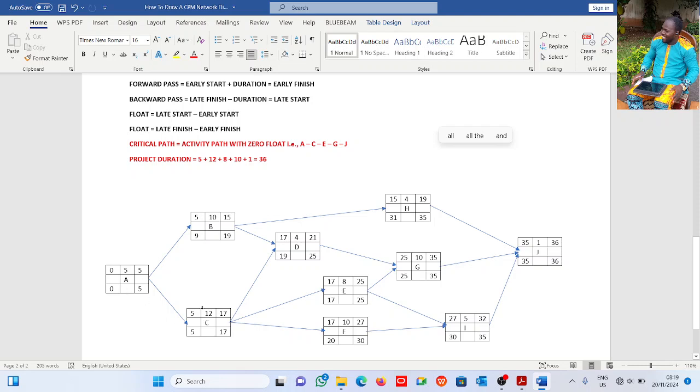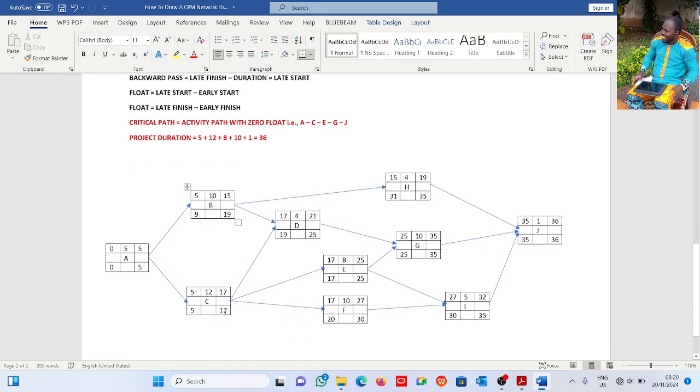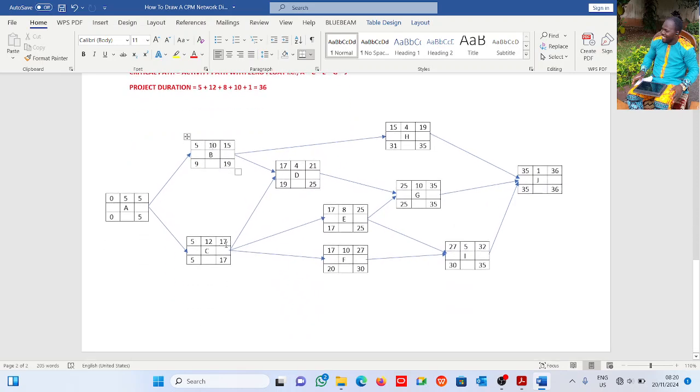So here is also 5. That's why you see 5 here, 5 here, 5 here. To get the early finish, it is early start plus duration. So 5 plus 10 is 15. Here 5 plus 12 is 17. I hope we are getting it. Remember, the early finish becomes the early start of the next activity.